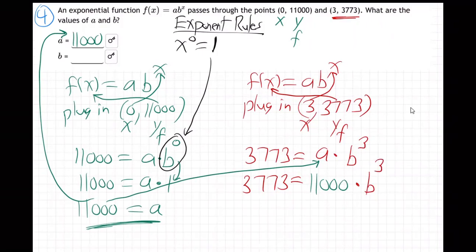Okay, so what can we do? We've already got a. What are we trying to do now? We're trying to find b. This is all they want from us on this problem. They want us to find a and find b. So can we find b now in this equation? Yeah, we can find b. Let's just come on in here and divide by 11,000 on both sides.